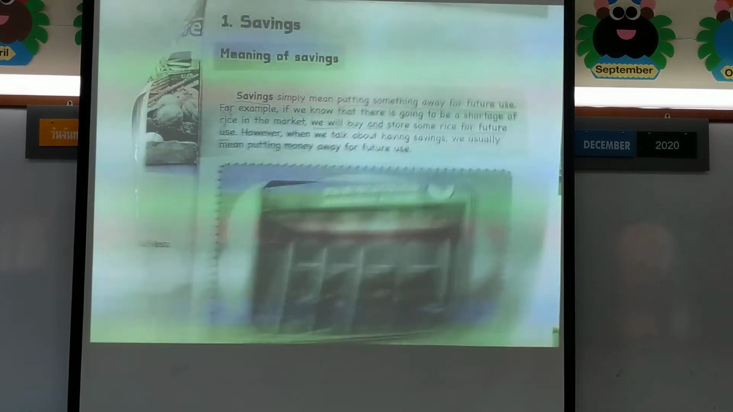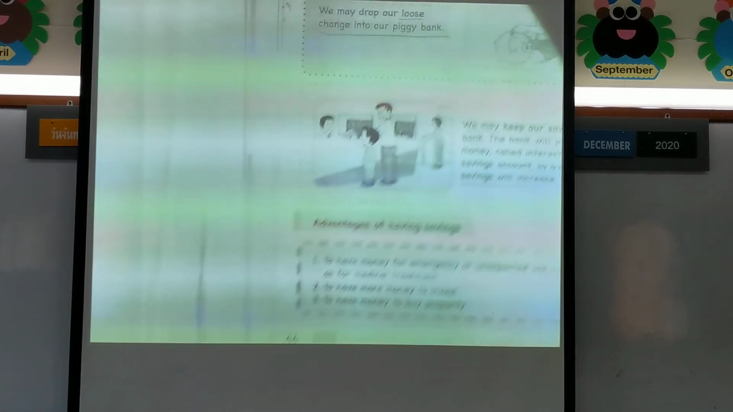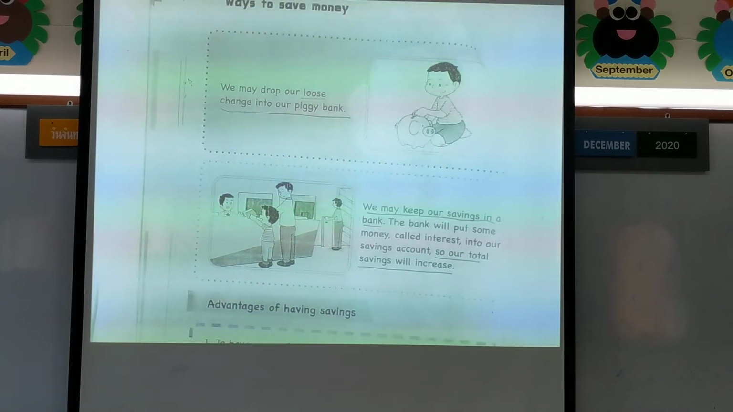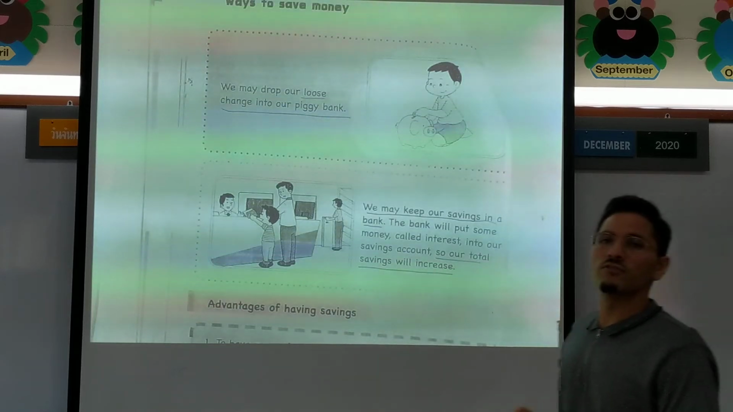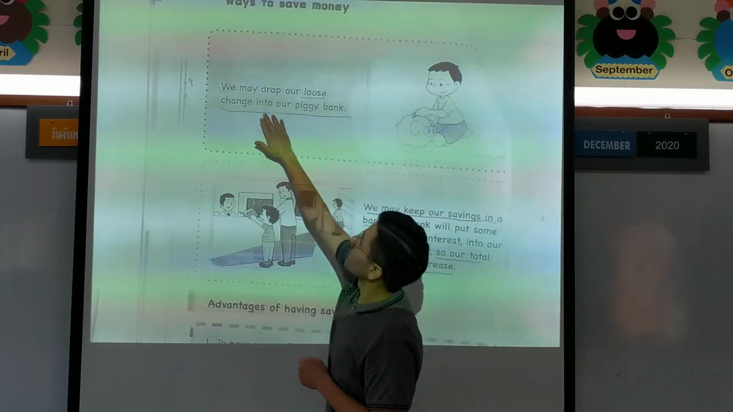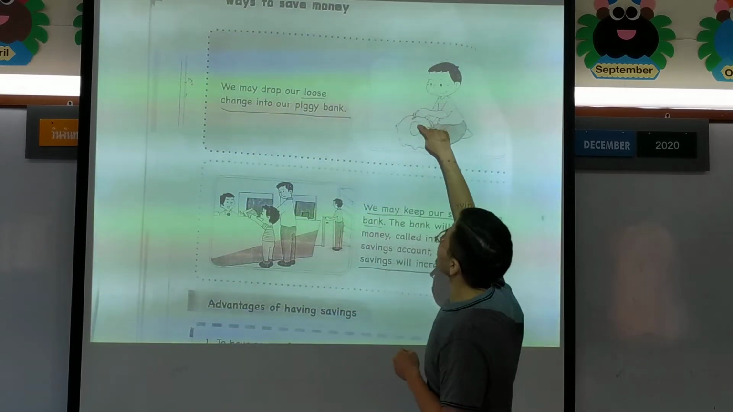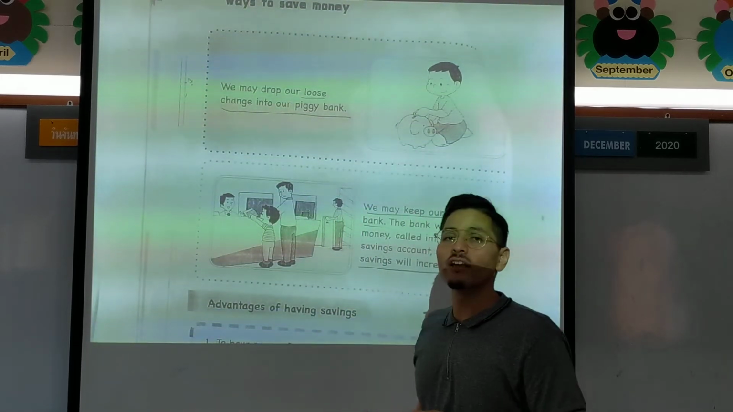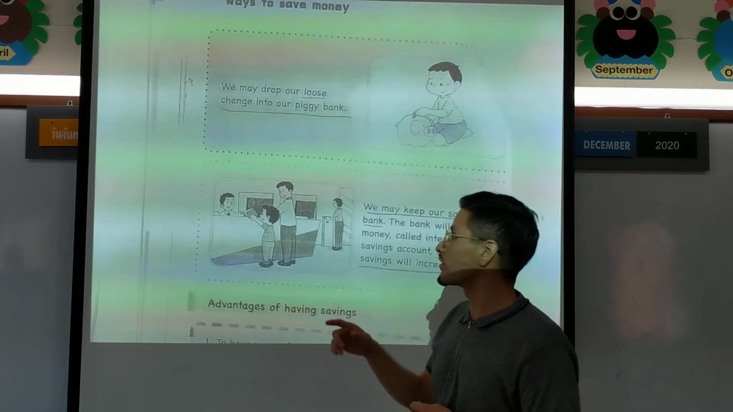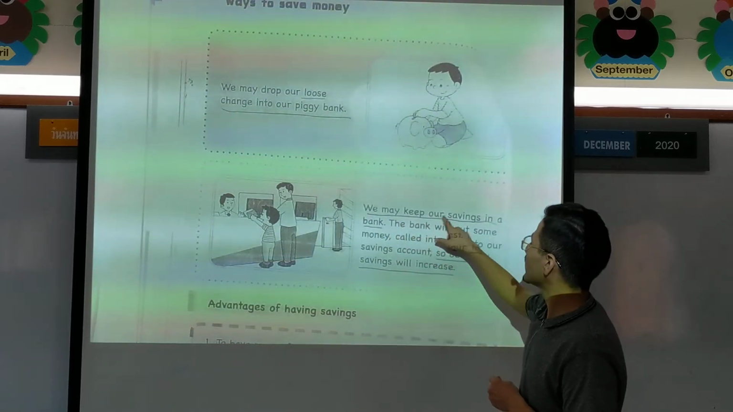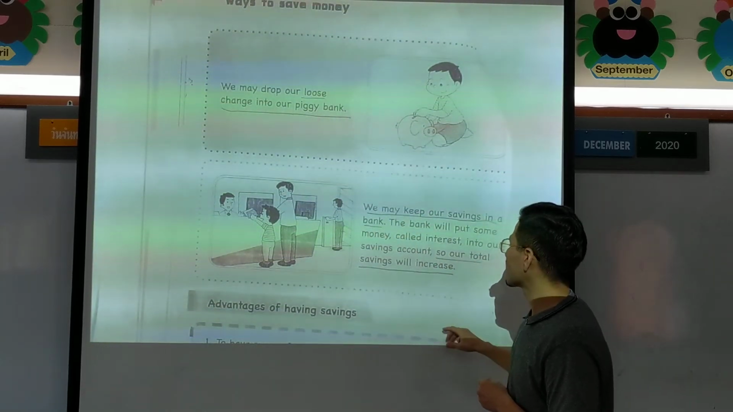Let's go to page 44. On page 44, how can we save money? We can put money in a piggy bank. Remember? We can put some money in there. Every day we save money. Or if you have a bank account, you go to the bank and we put the money in the bank, okay? So we keep our money in a savings account at the bank.